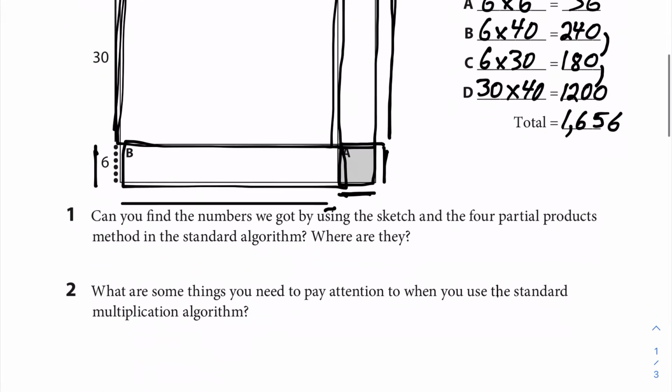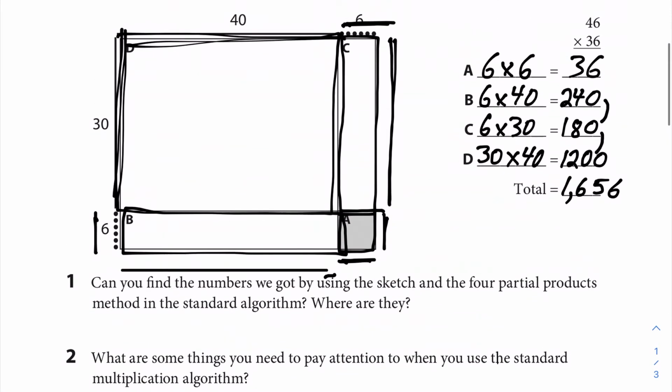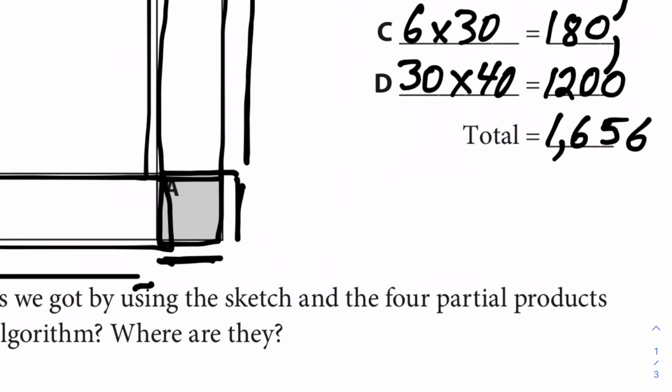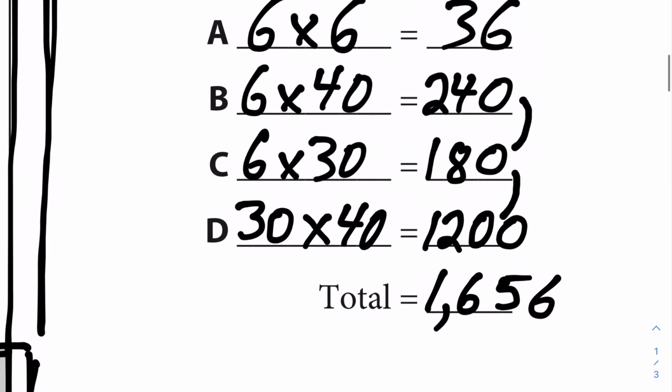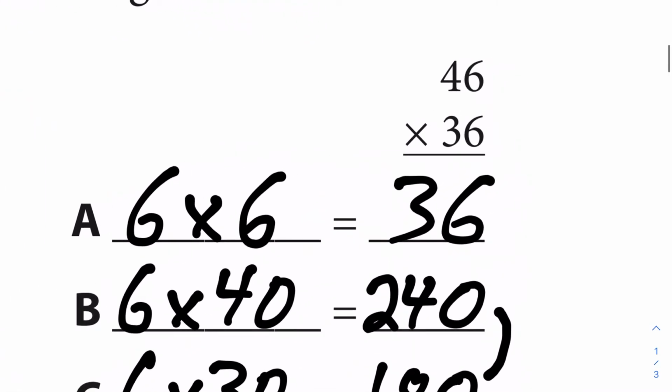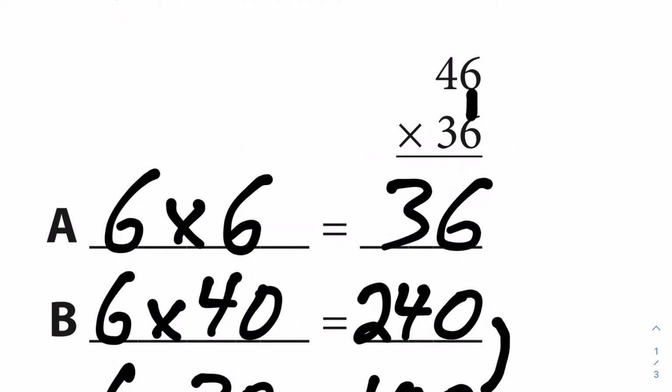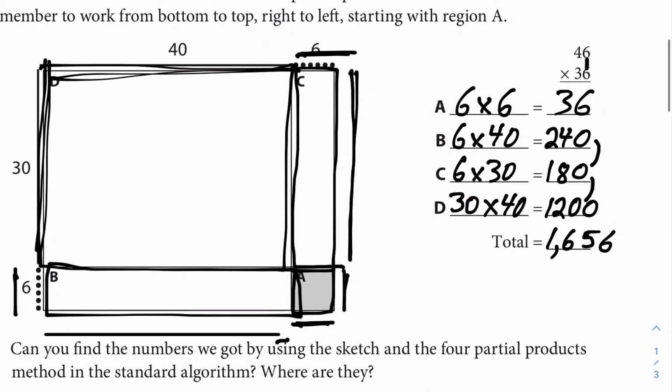Now the questions down below, it says, number 1, can you find the numbers we got by using the sketch and the 4 partial products method in the standard algorithm? Can you find those in the standard algorithm? Where are they? I'm going to show you. You might not even understand what they're asking. So the first thing is this: can we find where we multiplied the 6 times the 6, just like we do in the standard algorithm? Well, yeah, we can. It's right here.